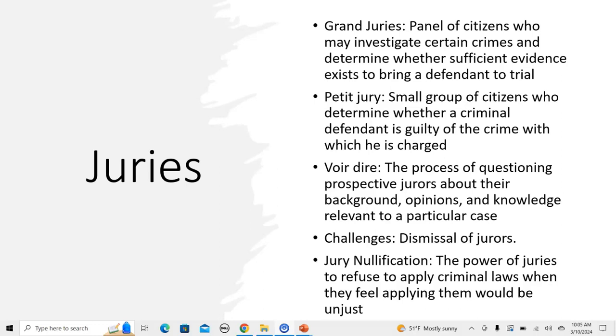Voir dire is the process where the attorneys are questioning prospective jurors. And I went through this probably in 2022 or 23. I'm not really sure. I can't remember what year it was, but this is an exhaustive process.